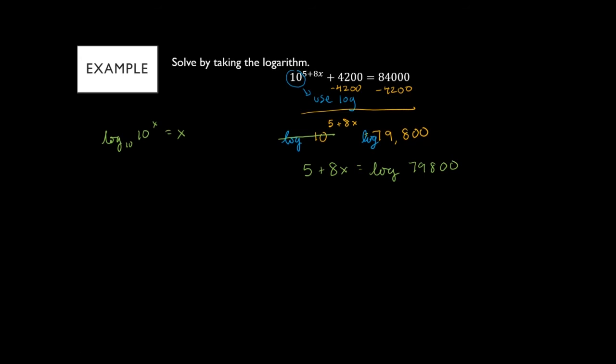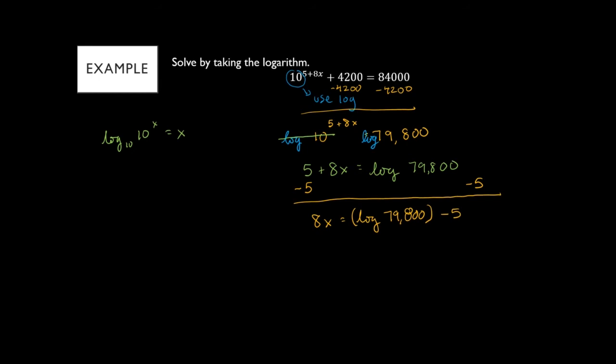So we've got 5 plus 8x equals the log of 79,800. And now we're going to solve for x. So I'm going to subtract 5 from both sides. Now the 5 cannot be subtracted by the log part because that number is connected with the log. The log is an action on that number. So we still have the log of 79,800 and then minus 5. Those are separate. That minus 5 is not part of the 79,800.